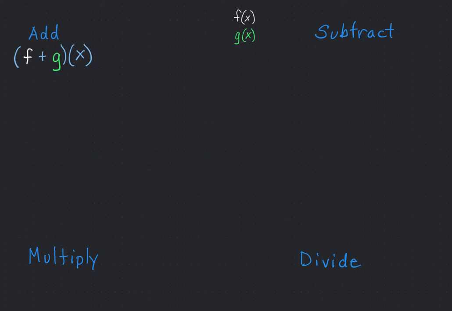Now, how do we read that? We would read that as f plus g of x. And what does it mean? Well, it means this: f of x plus g of x. Wouldn't it be easier just to write f of x plus g of x? Well, apparently not if you're a mathematician. If you're a mathematician, the f plus g of x looks simpler.